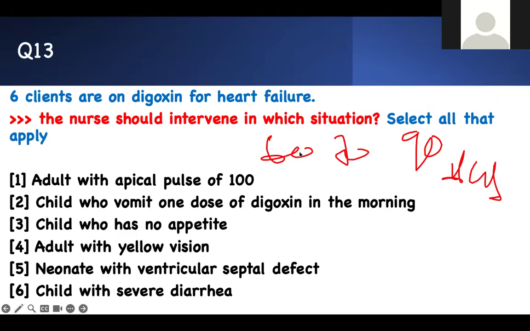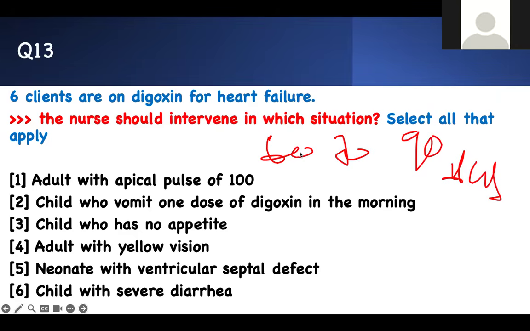A child who has no appetite, that means worse GI symptoms. They have anorexia, that's bad. Adults with a vision change, that means they already have toxicity. They may be having a neurological problem and a vision issue. A neonate with ventricular septal defect is a trap, it's a big word. It means what? Cardiac problem.